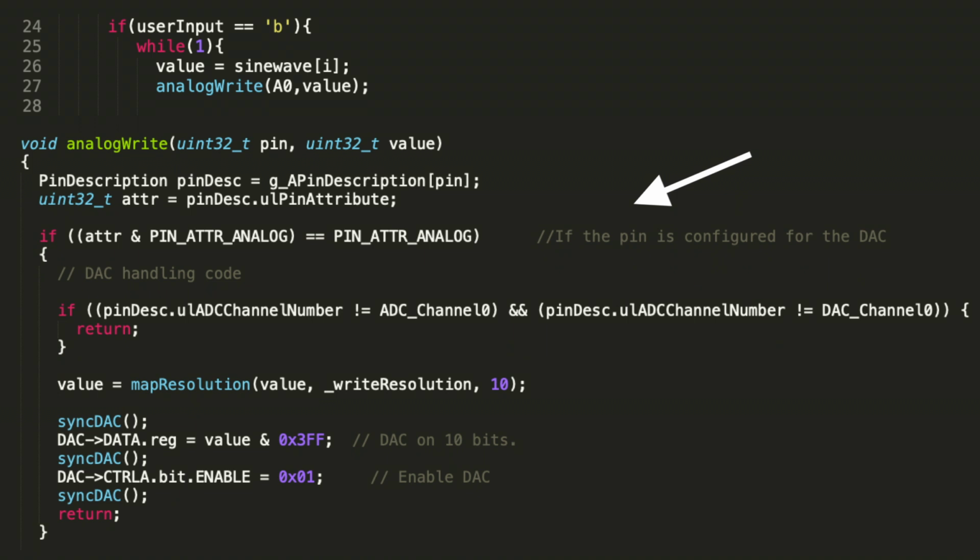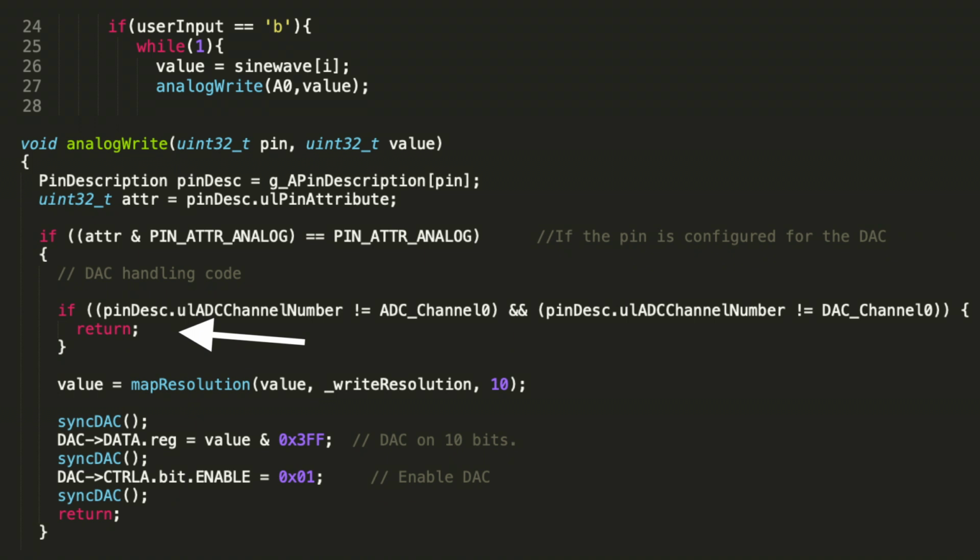So let's just say that the pin was configured wrong. It would hit the first if statement, then go to the second. And you can notice here, just looking at the variable names, if it's not an ADC channel, and if it's not configured as a DAC channel, then we return. So what's that going to do? That's just going to kick us out, and we're not going to continue and ask the Arduino to do something it's not configured to do.